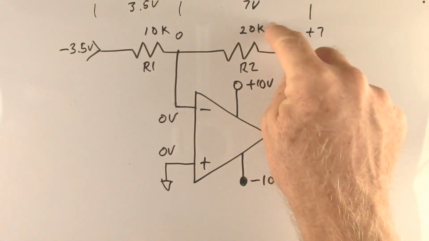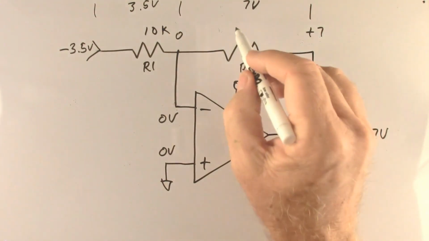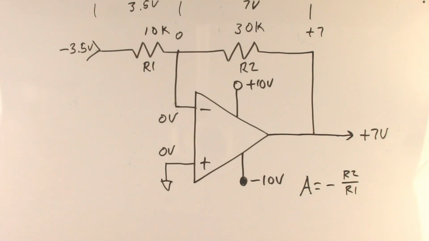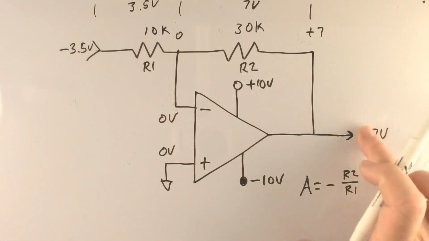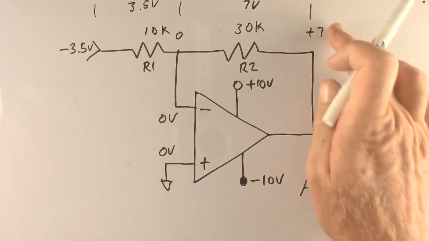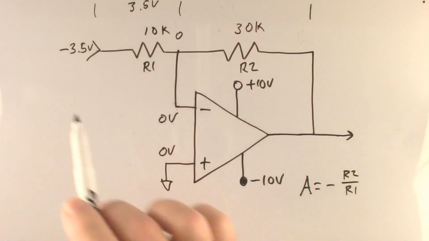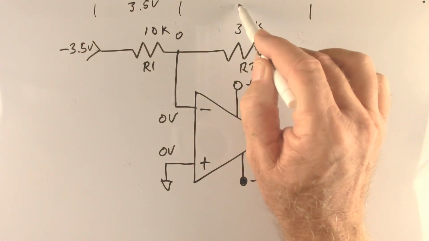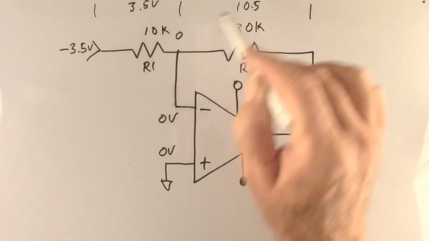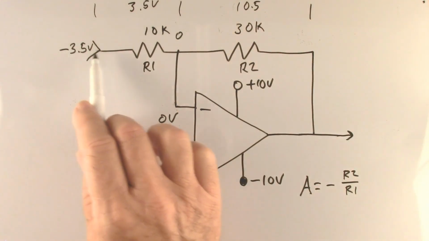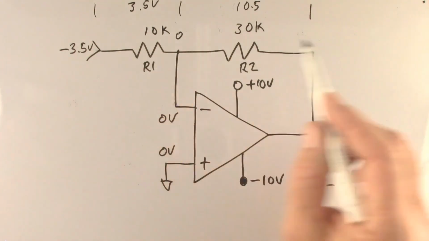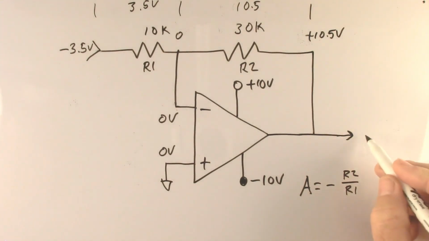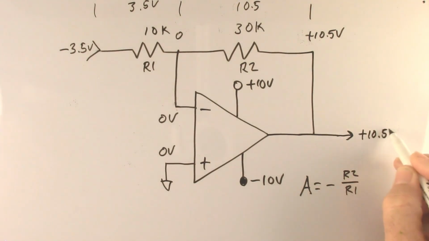Now let's take this a step further. Let's make this 30K. So now we have a gain of 3. A 3-to-1 ratio, we should have a gain of 3. Let's see if this works out. So minus 3.5 volts here, and we should have 10.5 volts across there. So we gain 3.5 volts to get to 0, gain 10.5 more, so this should be plus 10.5 volts, making the output plus 10.5 volts.